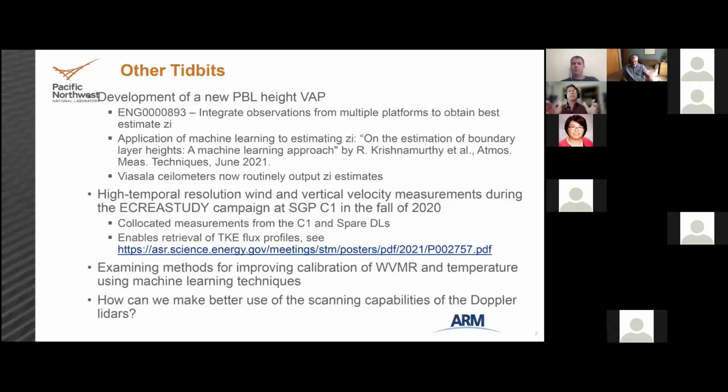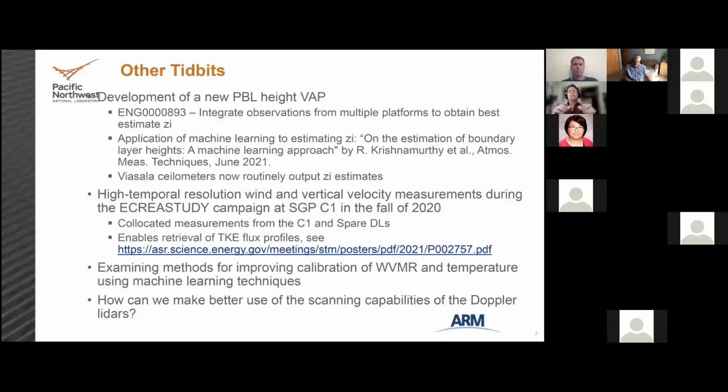And that ran for a couple, 3 months, I believe, from about October until January of this year. So this enabled retrieval of things like the turbulent flux profiles, and Raghu's got a nice poster out on that, and I invite you to see that if you haven't already checked it out. We are always examining methods for improving calibration of water vapor mixing ratio and temperature. So we're also looking at the use of machine learning techniques for that as well.